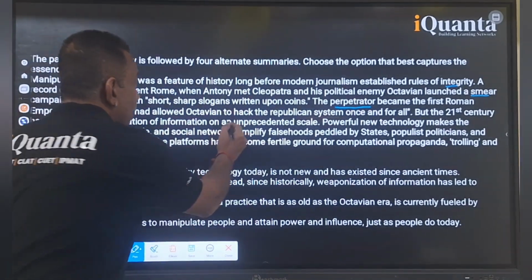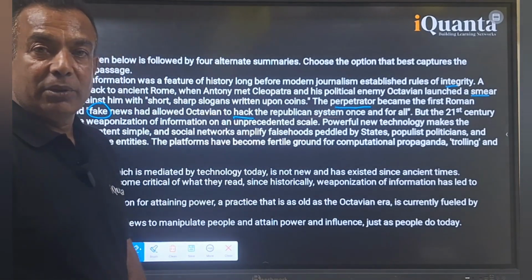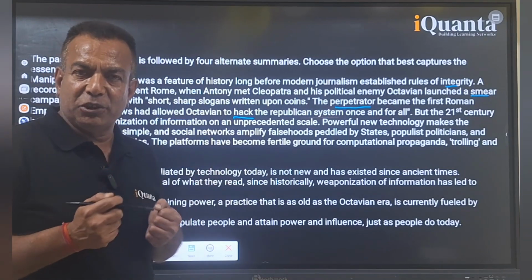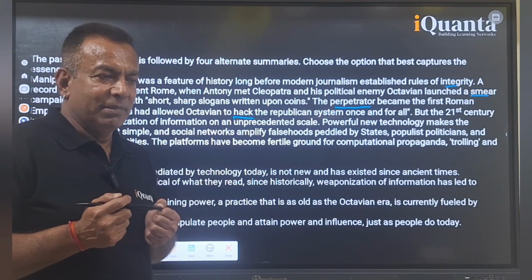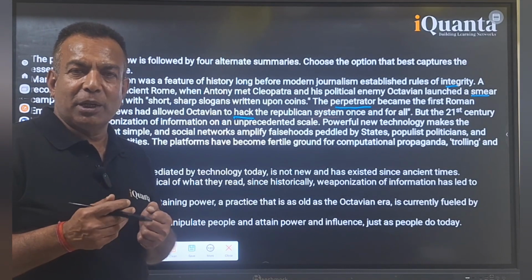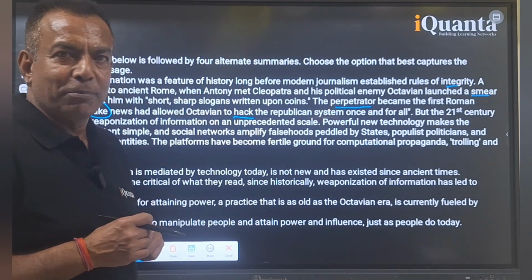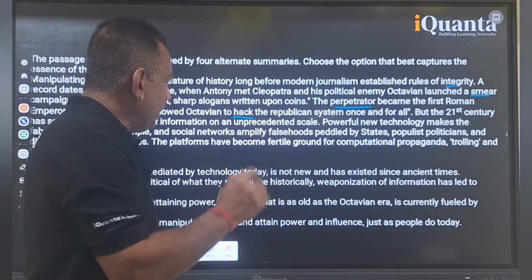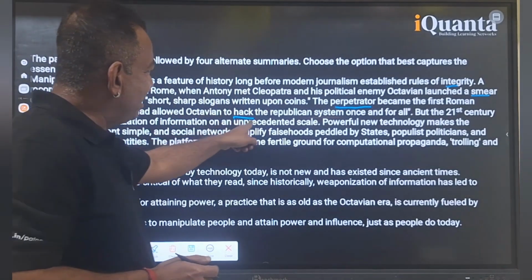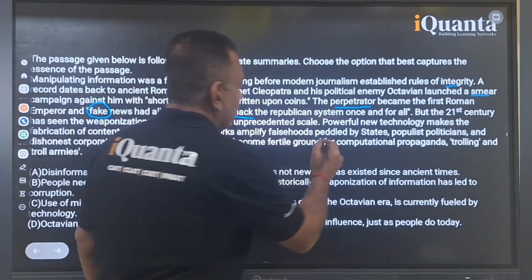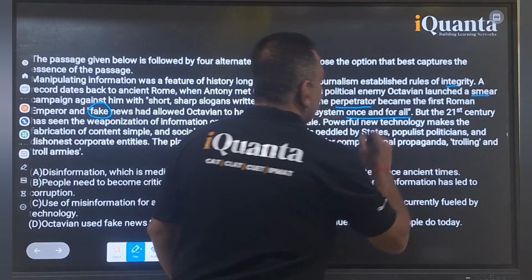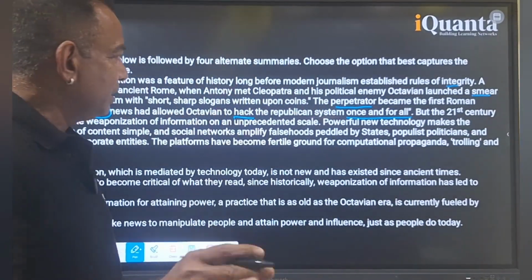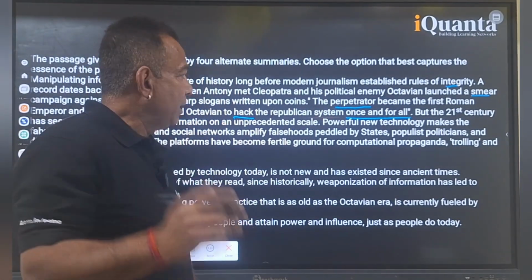Hack, as you are aware, hacking is very common nowadays, right? You have hackers who get into the system and steal information. They are basically very smart people who know computing too well. So hack is to get into something. So here Octavian hacked the republican system once and for all. That means forever, hamesha ke liye. Once and for all means forever. That is done, hamesha ke liye.